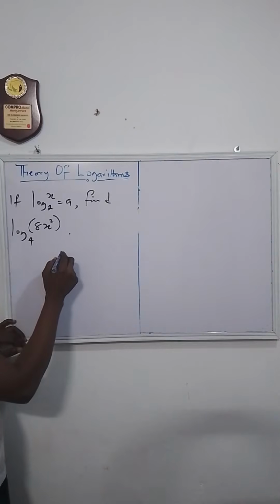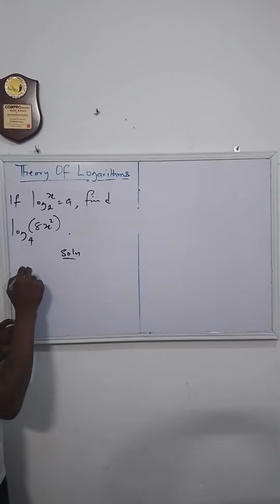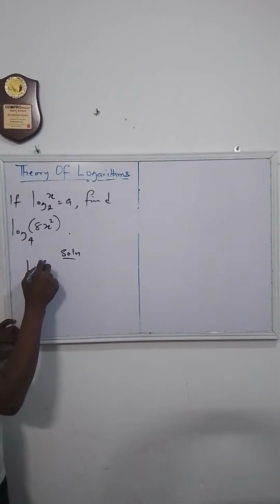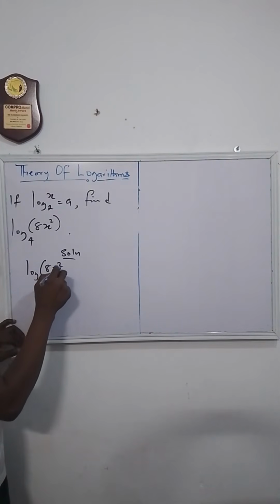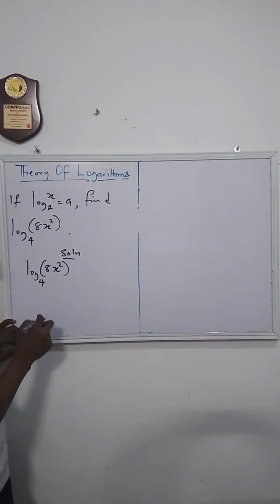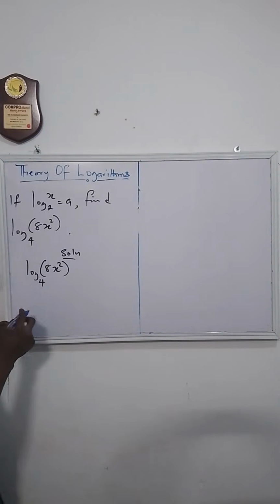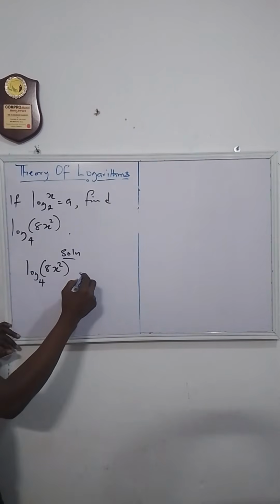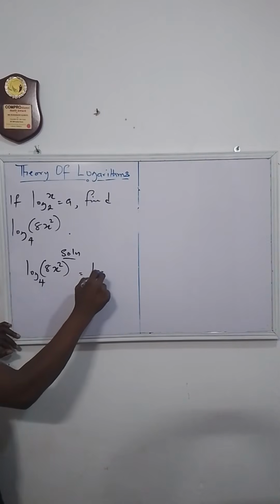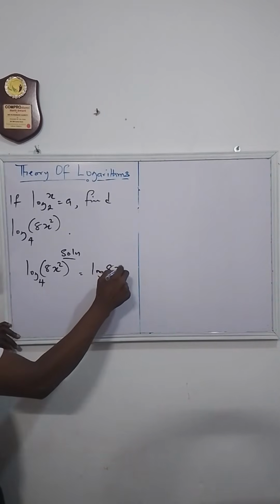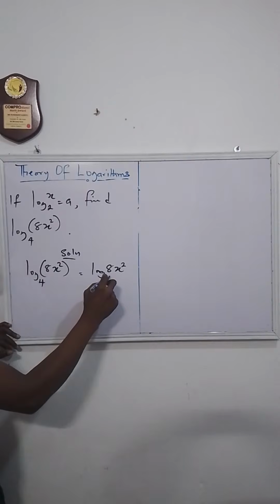Let's start. Solution. We have log of 8x squared base 4. Now, the first thing I will try and do here, because the base here is 4, let me try and express this one as 2 raised to the power of 2. So we have log of 8x raised to the power of 2 base 2 raised to the power of 2.